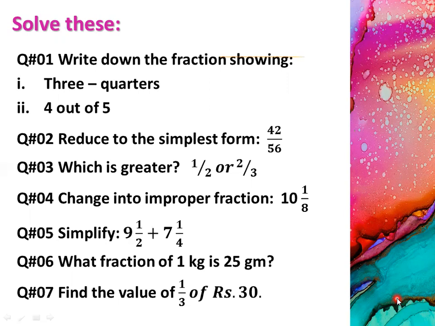Means question number 1, you will write down the fraction showing 3 quarters, 4 out of 5. Then you will reduce it into the simpler form. Here you have to decide which one is greater and which one is lesser. Here you have to convert this into an improper fraction. Here you have to add it. Now here you have to tell the fractional form of 25 gram. And here you have to tell the fraction form of rupees 30.